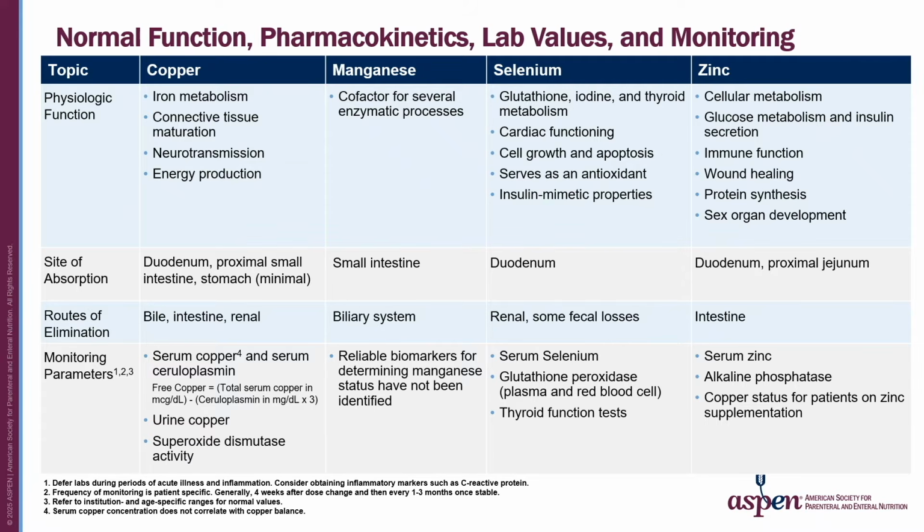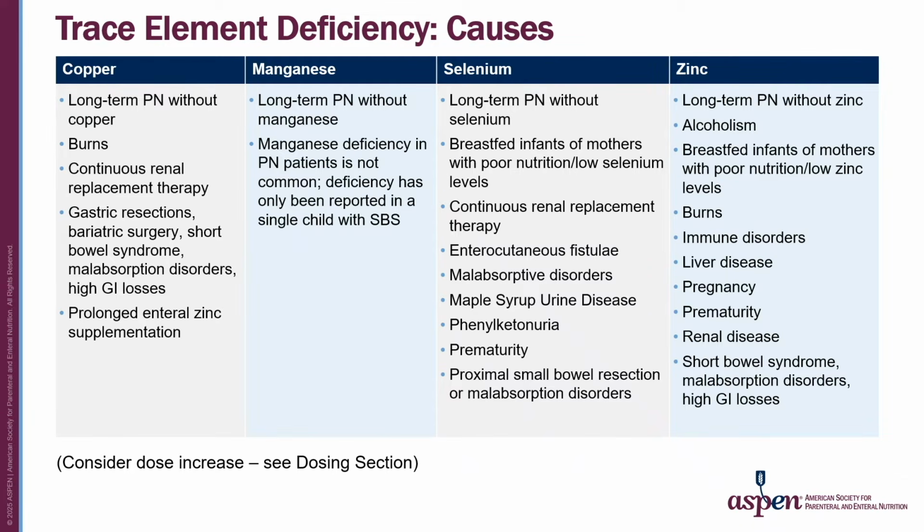Zinc is involved in cellular metabolism, glucose metabolism and insulin secretion, immune function, wound healing, protein synthesis, and sex organ development. The sites of absorption include duodenum and proximal jejunum, and routes of elimination include the intestine. Monitoring parameters include serum zinc, alkaline phosphatase, and may also include copper status for patients who are on zinc supplementation. Next, we will talk about some of the causes of trace element deficiencies.